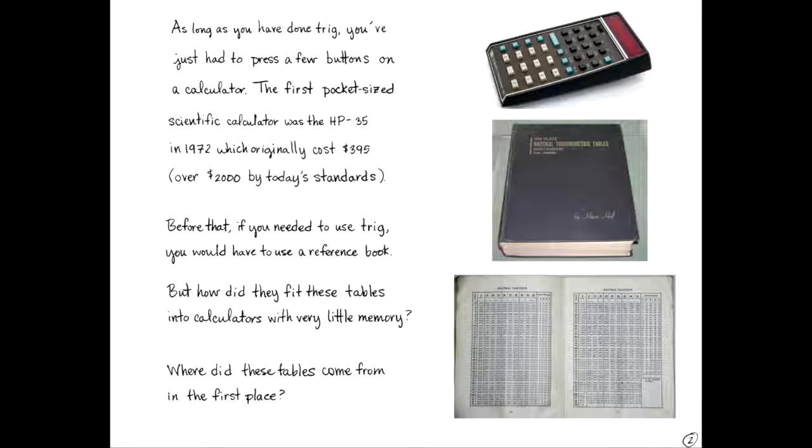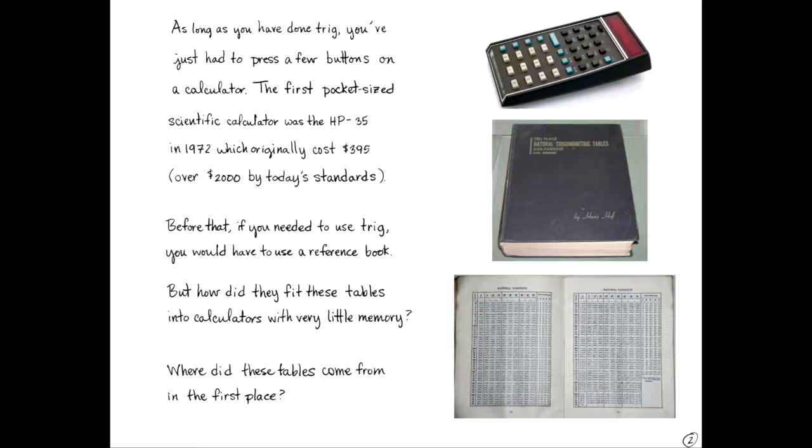You guys have never known a time where calculators didn't exist. Ever since you've been old enough to do trig, all you've had to do is press a few buttons on a calculator. But what about before calculators were common? The first pocket-sized scientific calculator wasn't even invented until 1972. And even then, it originally cost $395, which by today's standards is over $2,000 for a simple calculator.